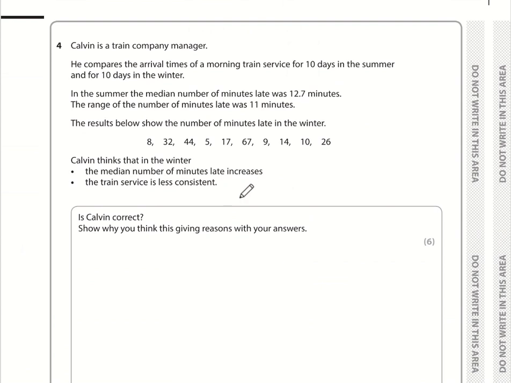Okay, so for this question, the first thing we need to do is work out the median and the range. So for the median, remember the median is the middle value when they are in ascending or descending order, but ascending order makes more sense. So let's put these in order.